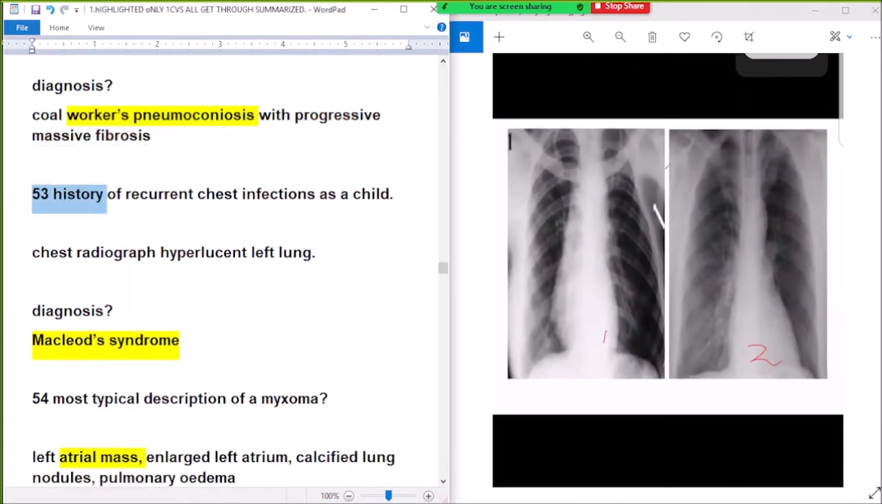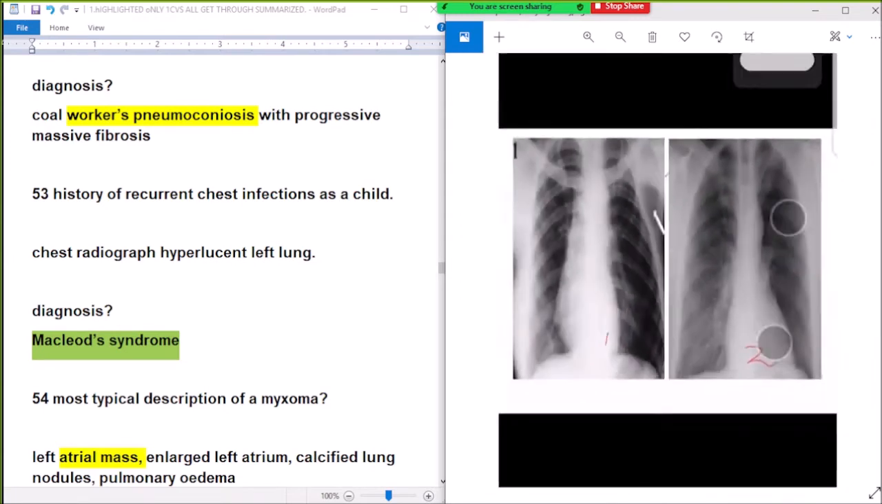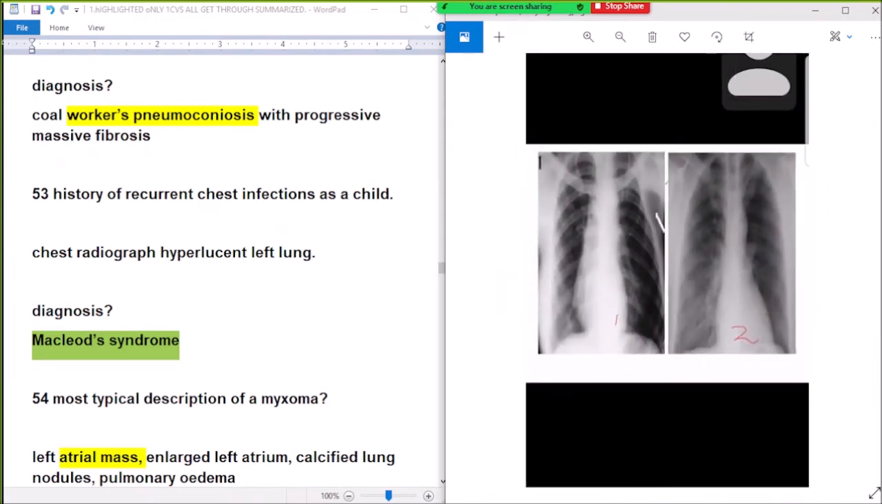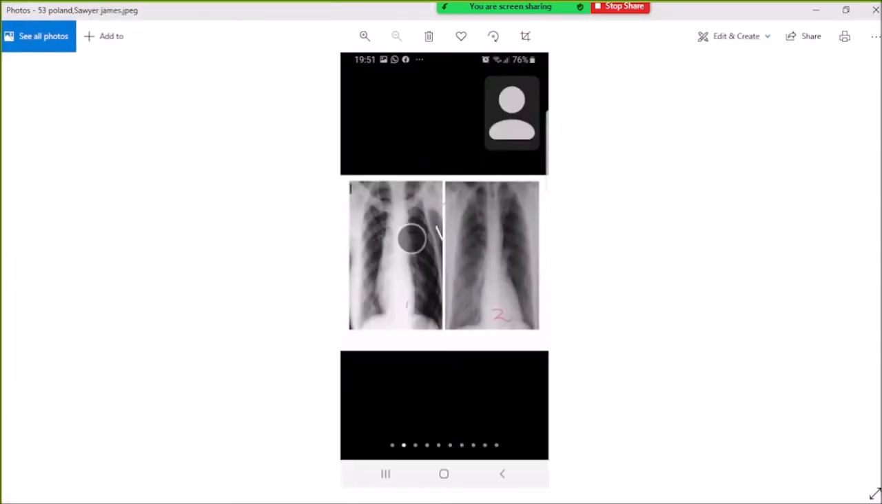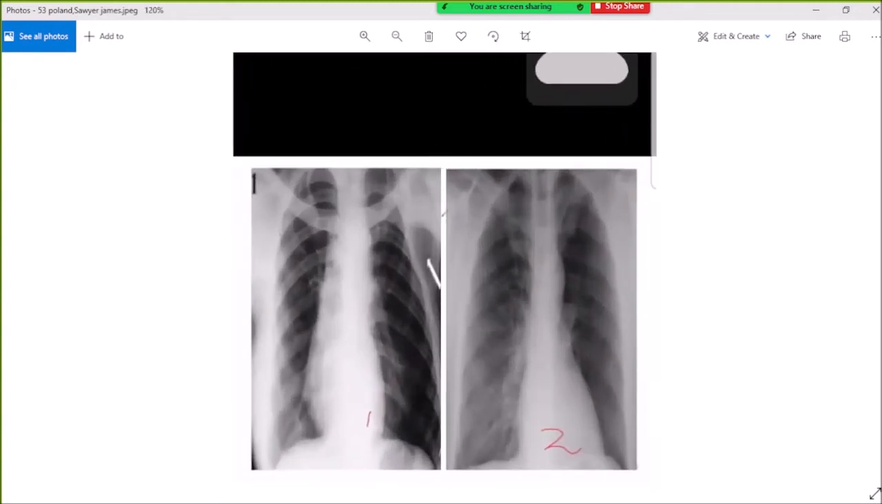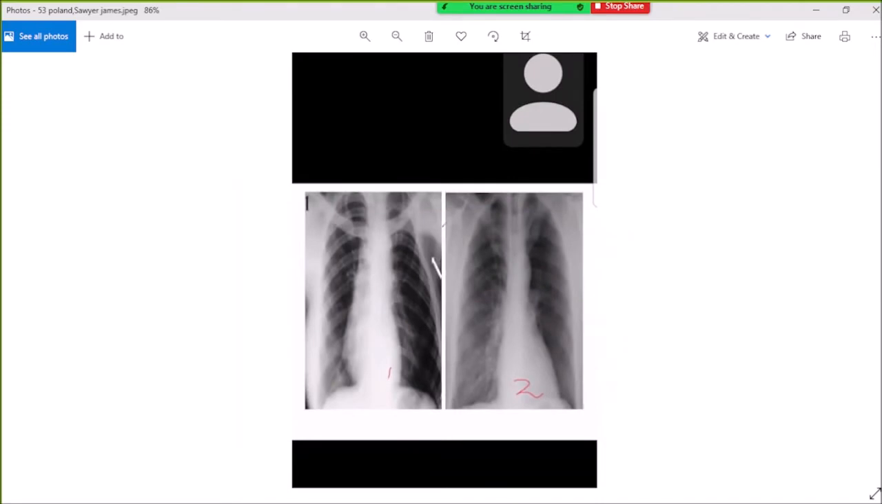Question 53. History of recurrent chest infection as a child. This radiograph shows hyperlucent left lung. Diagnosis: McLeod syndrome. Hyperlucent left lung, either McLeod syndrome or Swyer-James syndrome, they are both the same thing. This is a left side pneumothorax. This is Poland syndrome, because there are no pectoral muscles.